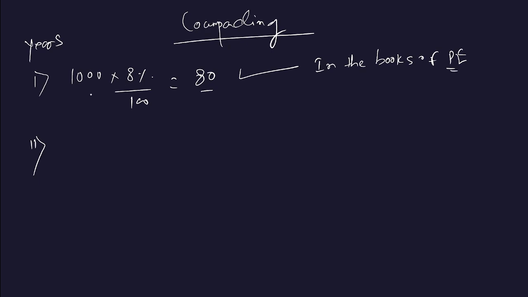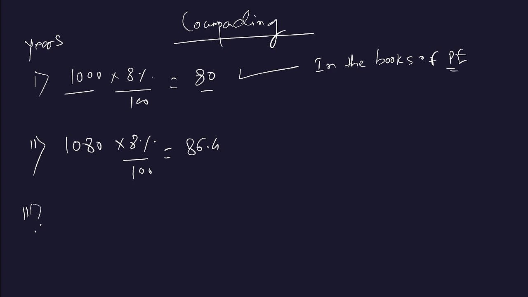Second year, the total value would be 1000 plus 80, so you can now charge 8% interest on this portion. Now tell me the amount. 108 something? It would be different, I think. 86.4, no? How much? 86.4.